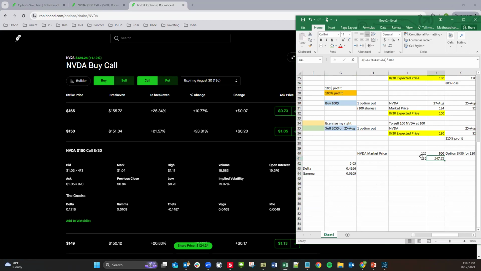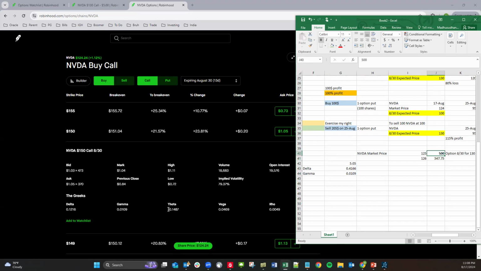Sorry, this is again for a $1 movement, so it is for each dollar movement. Based on however much it moves, that times the sum of delta plus gamma is your overall movement. And that's how your premium keeps changing and fluctuating.